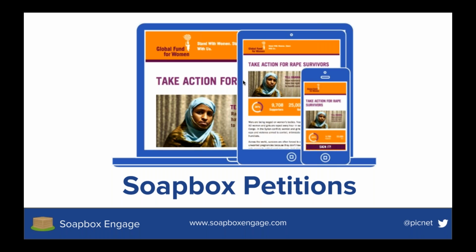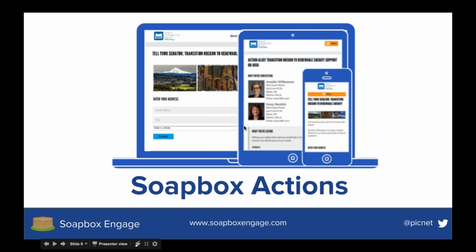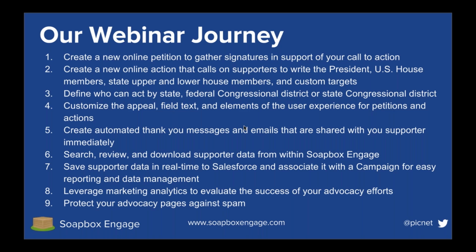Then we'll be walking through the same process of how you can create an action. An action differs from a petition in that instead of simply displaying the number of folks who have signed your petition, actions will take their signature and the email that, if they've chosen to edit, that they've edited, and send that to a decision maker that you're targeting. So we're going to be walking through the steps of how you create each of these, as well as walk through a number of the various aspects that you can customize within the Soapbox Engage administrator.